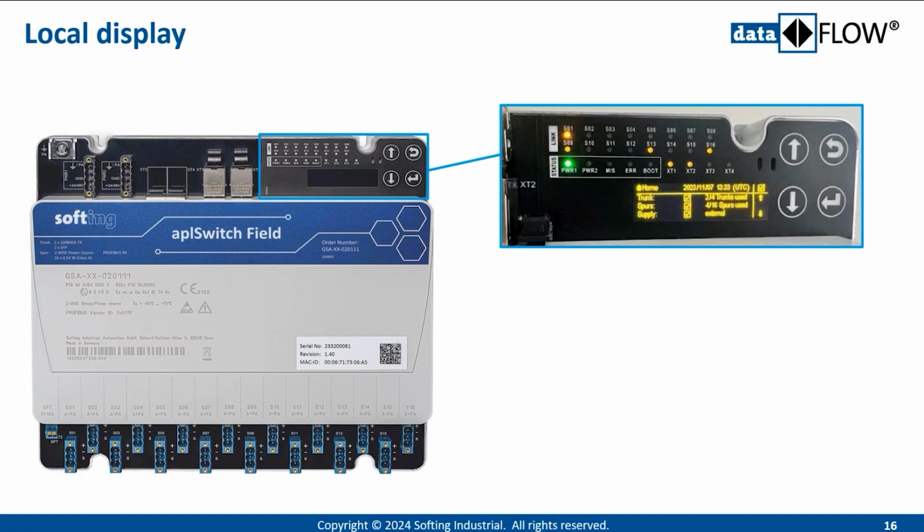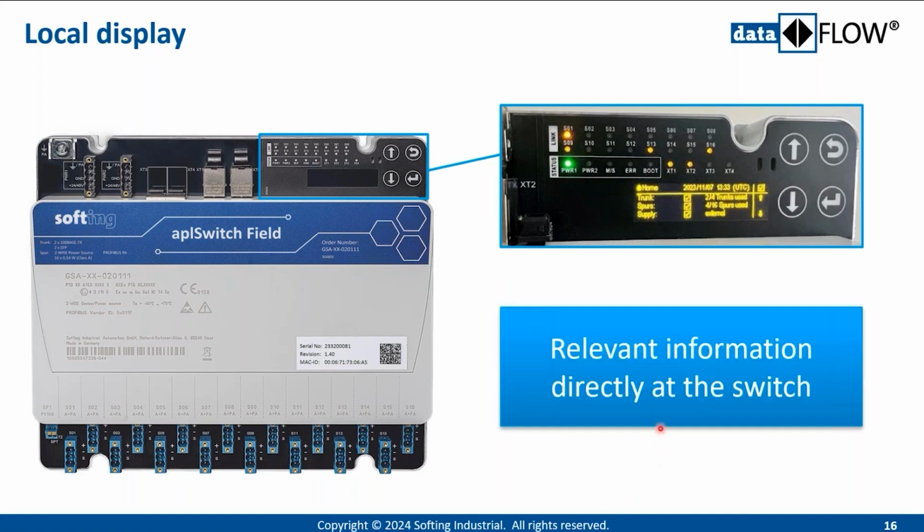And the other thing we also see, for example later in the field, is that sometimes you have external service personnel. Probably you don't give them access to PCs to access your Ethernet network. So the basic stuff they can see directly here on the switch.